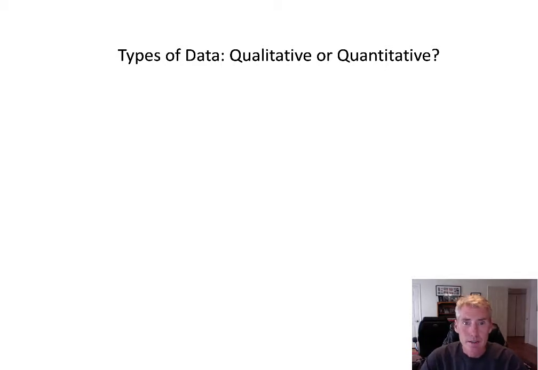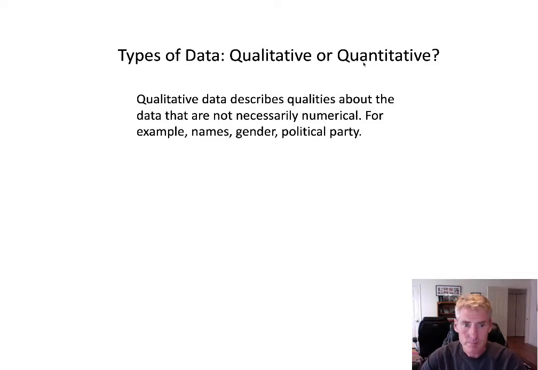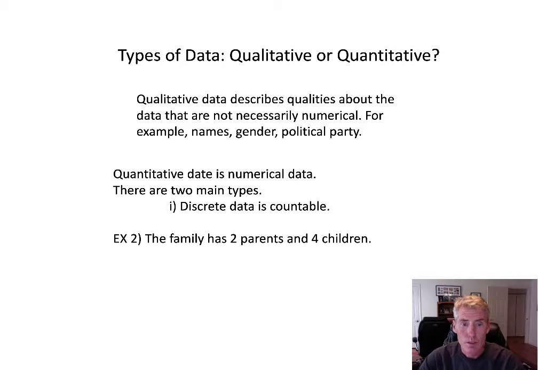Then with data, there's two main types, qualitative and quantitative. So qualitative is referring to a quality. For example, I used to have red hair. Well, some of it's sort of red, but anyway. And then there's quantity, which would be an amount. So qualitative describes qualities. For example, it could be somebody's name, their gender, their political party, the color of their eyes, things like that. And then quantitative is going to be numerical, so it's a quantity.